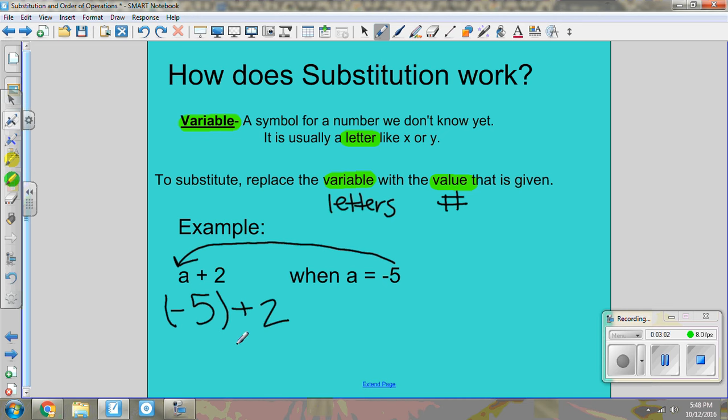Now that I have it written down, I can go ahead and solve. Remember, my adding rules say that if I have a negative and a positive, I need to look at the higher absolute value to give the sign. My absolute value of -5 is larger, so my answer is going to be negative, and then I need to subtract 5 minus 2 to get the number, so 5 minus 2 is 3, so my solution is a -3.